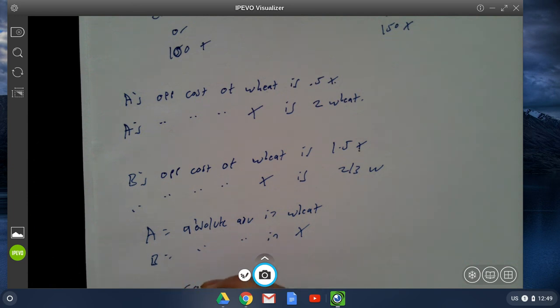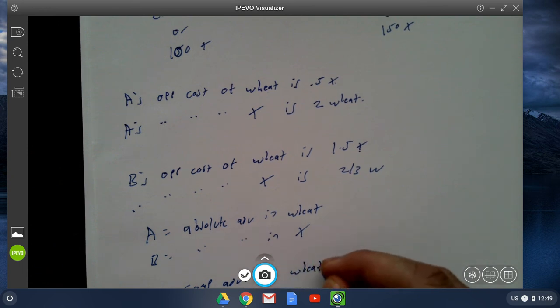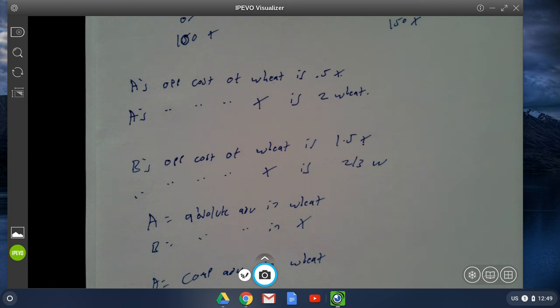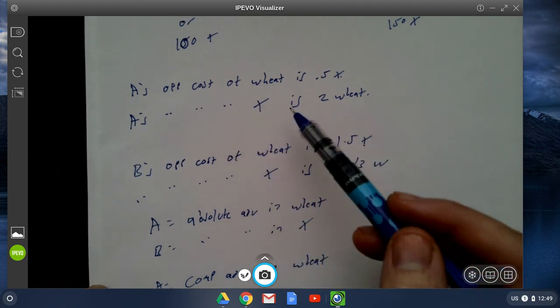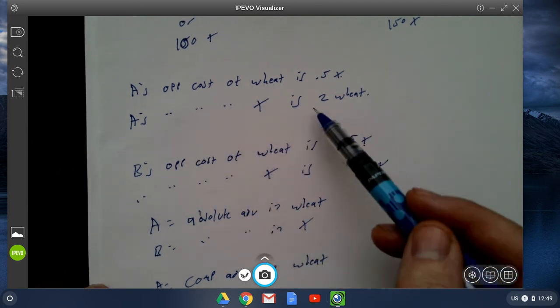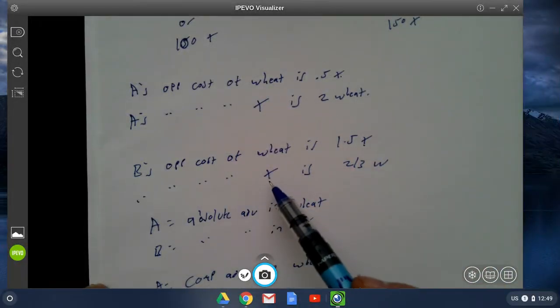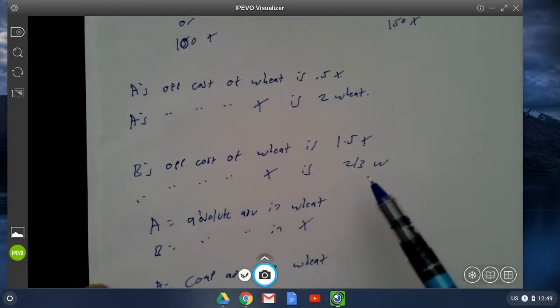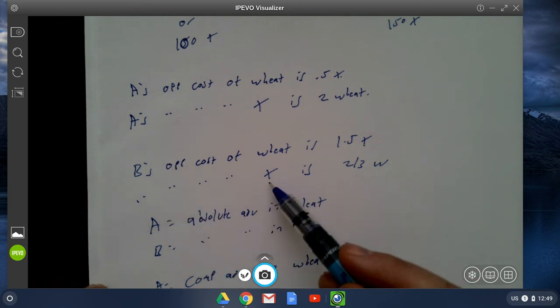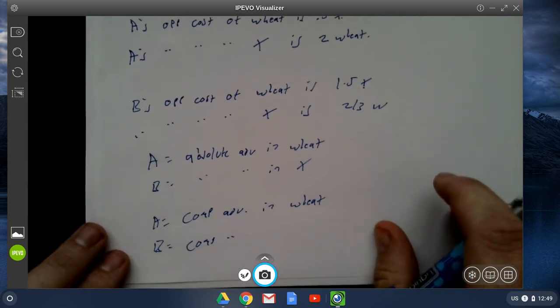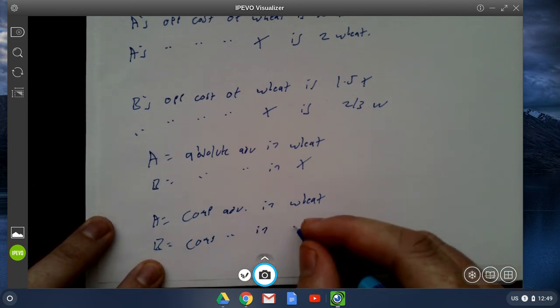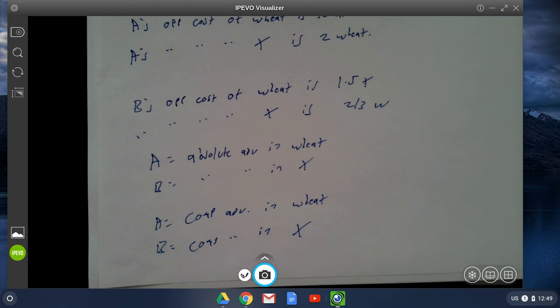So country A has the comparative advantage in wheat. Okay, what about good X? Let's look at this. When country A makes good X, their opportunity cost is 2 wheat. When country B makes good X, their opportunity cost is 2/3 wheat. So the fact that country B gives up less by producing good X means they have the comparative advantage in the production of good X.